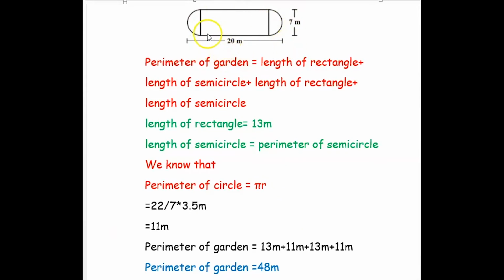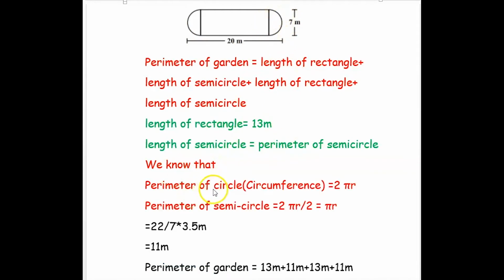Now we want to find the perimeter of this garden. So perimeter of the garden is length of the rectangle plus length of the semicircle plus length of this rectangle plus length of this semicircle. Length of the rectangle we know is 13 meter, and the length of the semicircle is the perimeter of this semicircle. We know the perimeter of a circle, that is circumference, has the formula 2 pi r. So perimeter of a semicircle is half of this, 2 pi r divided by 2, which is equal to pi r. So pi is 22 divided by 7 into r, the radius, which is 3.5 meter.